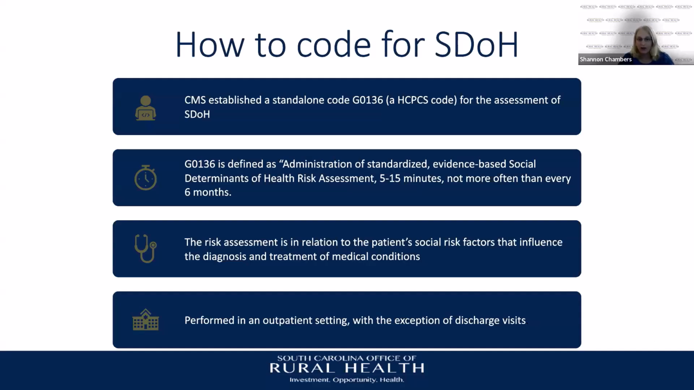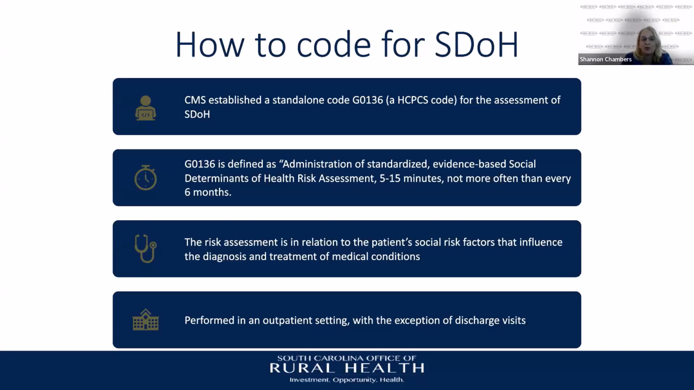So how do we code for it? How do we get paid? Because I think part of it is that everyone's like, yeah, we'd love to be able to do that, it takes a lot of time, but we're not going to get paid for it. So CMS actually has a standalone code, G0136, for the assessment of social determinants of health. This is described as an administration of a standardized, evidence-based social determinants of health risk assessment. It's 5 to 15 minutes.